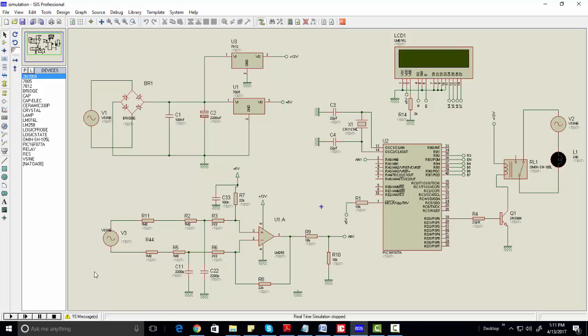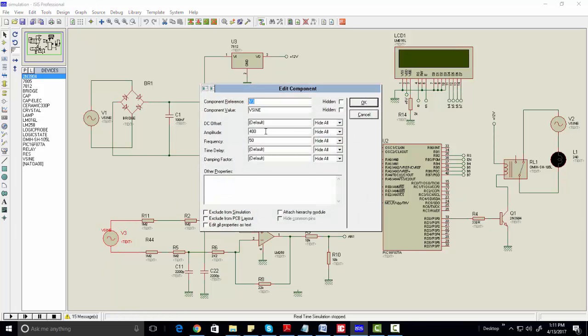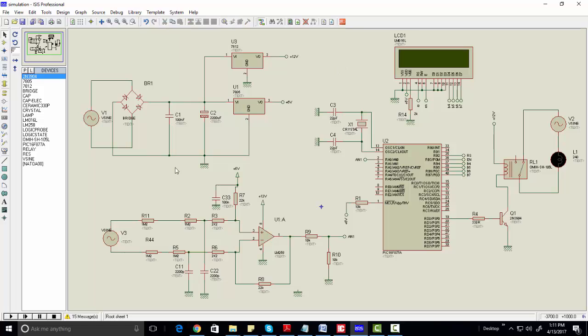Now again, turn off the simulation and change the voltage to 311 amplitude, which is basically 220 volt AC. So here you can see we are getting a voltage of 221 and no fault, and the device is on. So it will do all the things automatically.